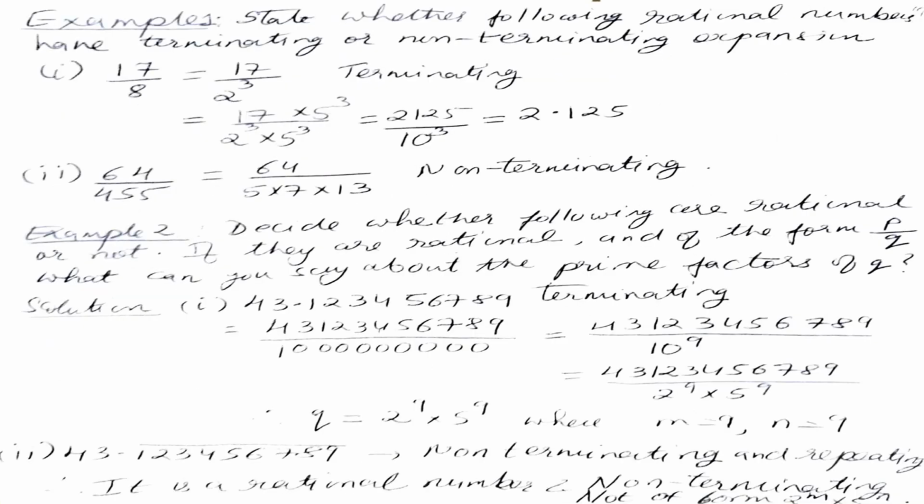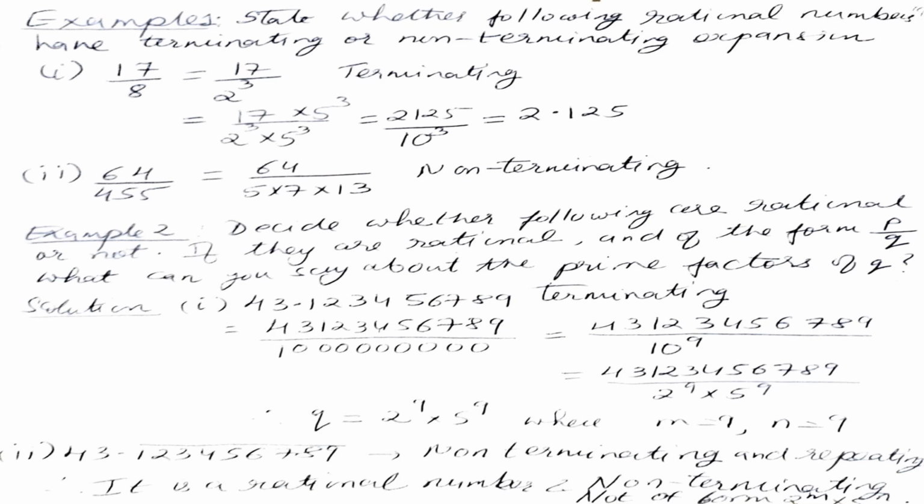Some examples. State whether the following rational numbers have terminating or non-terminating expansion. 17 upon 8 can be written as 17 upon 2 raised to 3. Multiply and divide by 5 raised to 3. So we get 2125 upon 10 raised to 3, which is 2.125. So it has a terminating decimal expansion and we have written it in the form of 2.125.